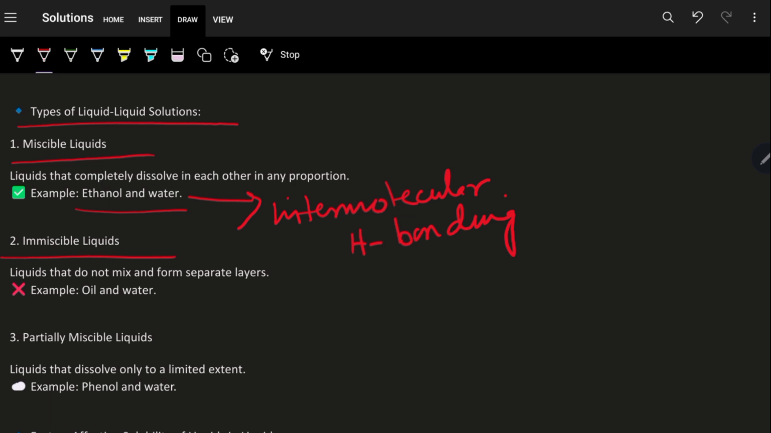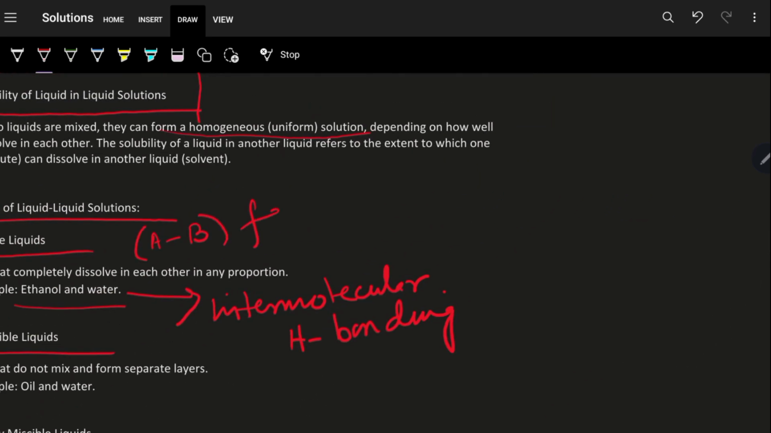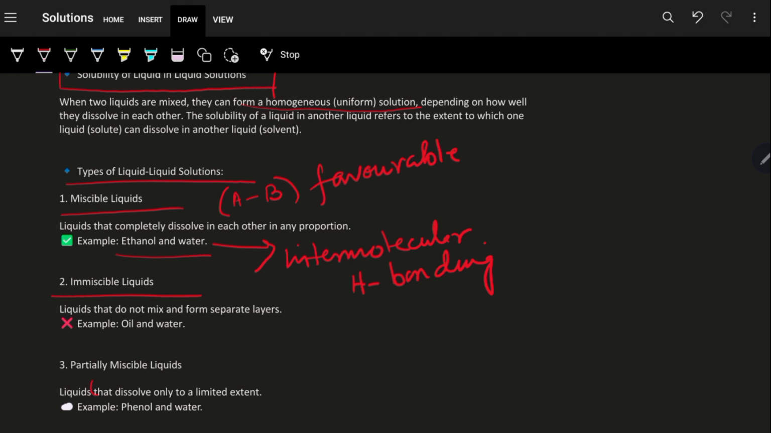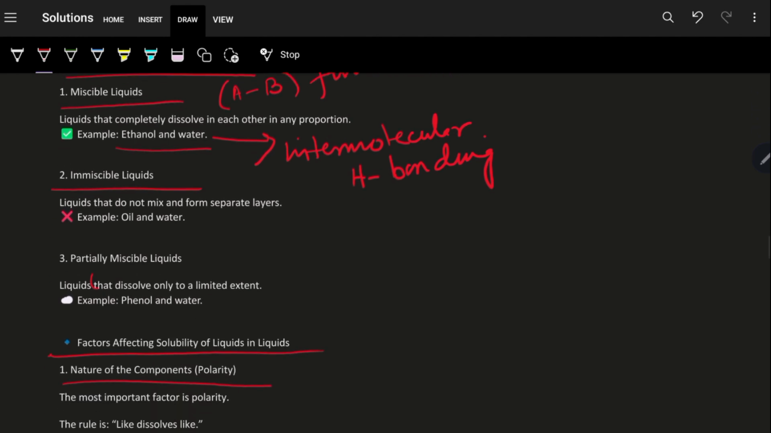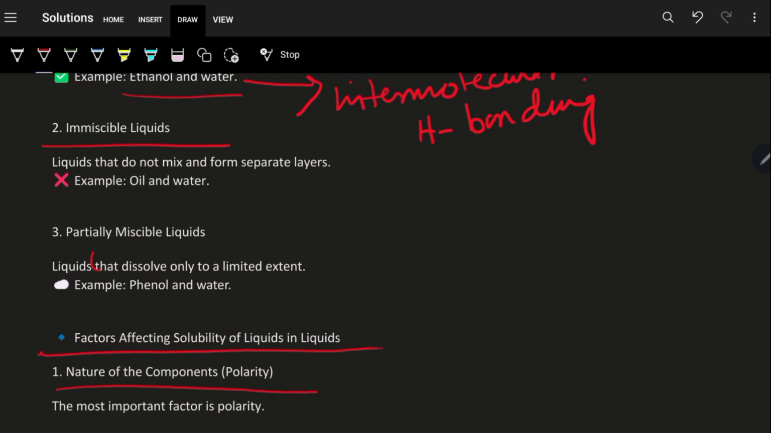So please remember that a liquid solvent and a liquid solute will dissolve, will be miscible, if this AB interaction is energetically favorable. That means energy should be released due to the interaction, and that will cause miscibility. Next, immiscible liquids means the interaction is not favorable. They are not mixing. Oil in water, they do not mix. They form two separate layers.